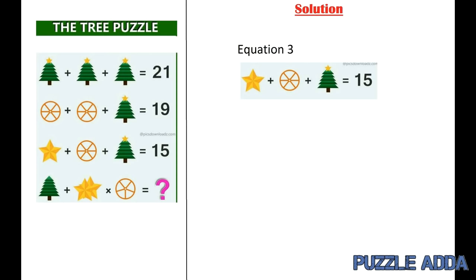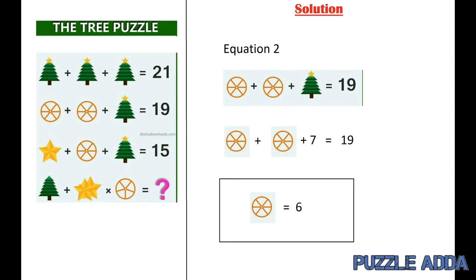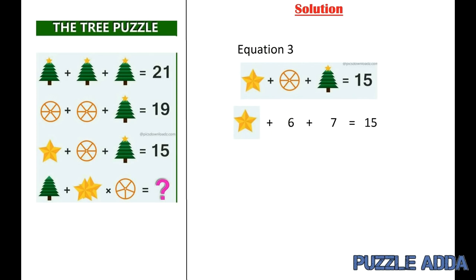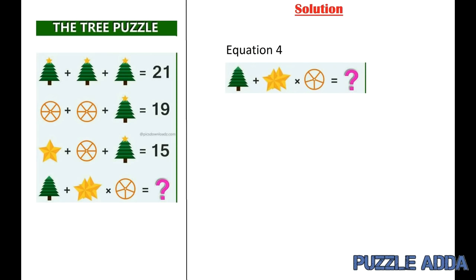So from equation 1 we have a tree with star is equal to 7. From equation 2 we got a circle inside it 6 lines is equal to 6. So putting the values, we got a star is equal to 2. Now the last equation, equation 4, which we need to solve, says a tree but without a star plus 2 stars into circle inside there are 5 lines, not 6 lines. In this figure we have a circle with 5 lines.